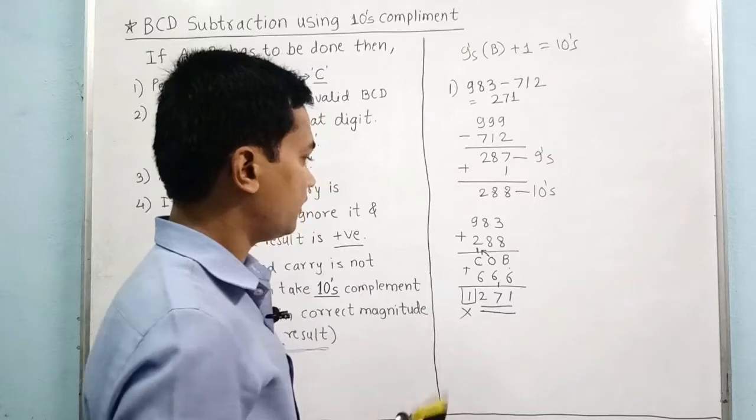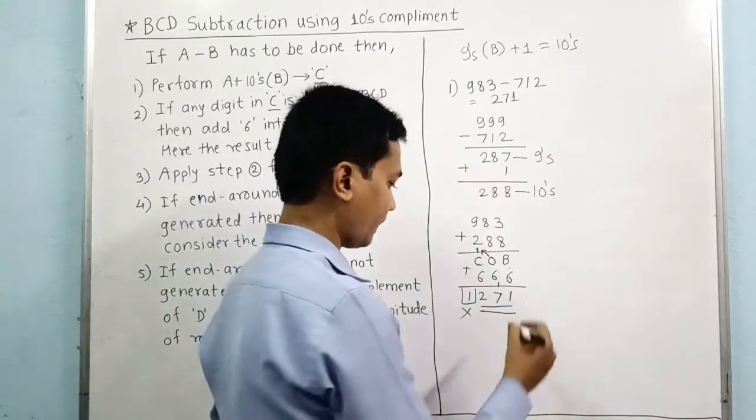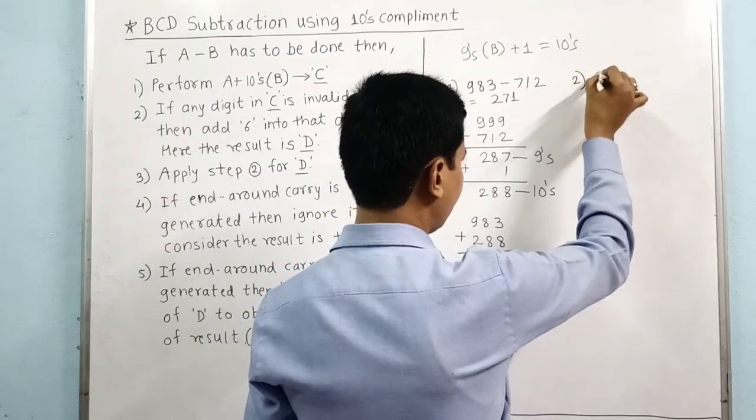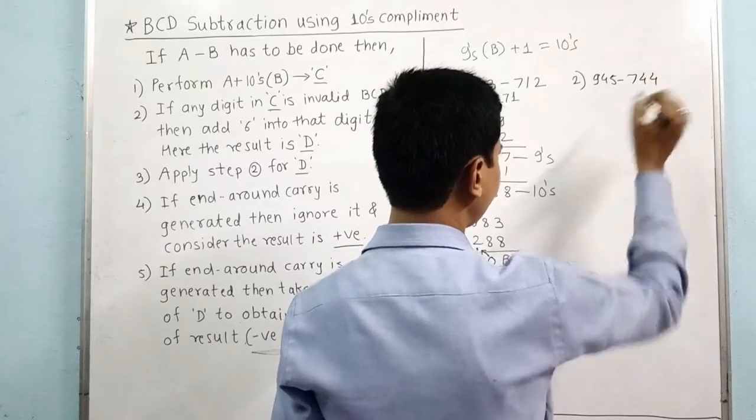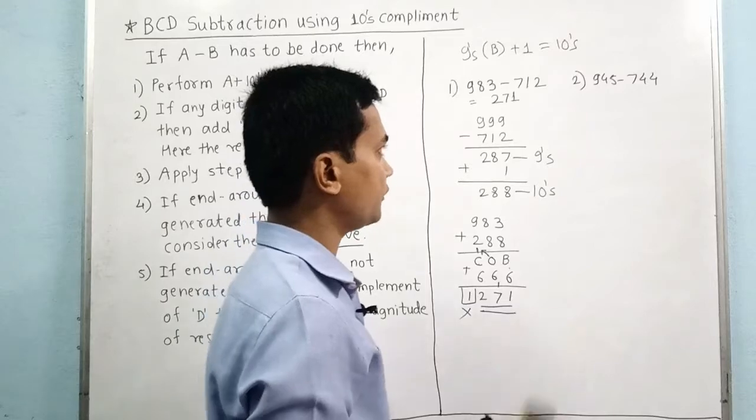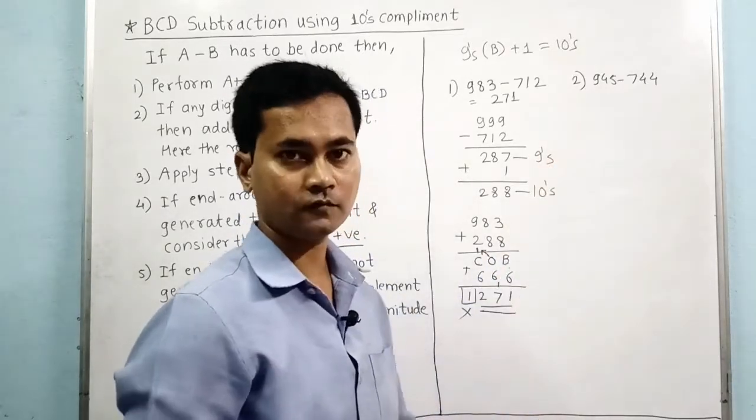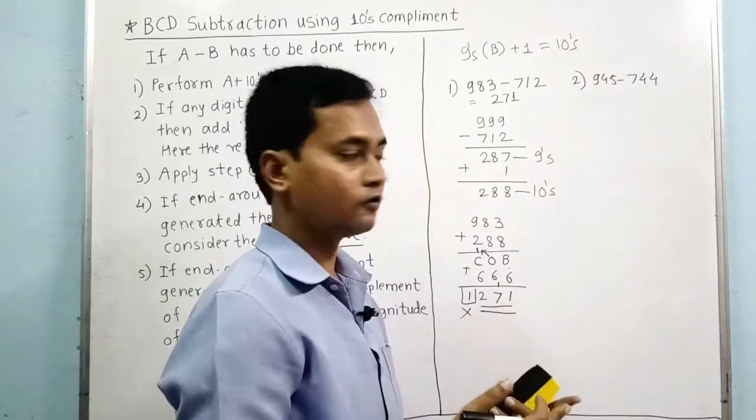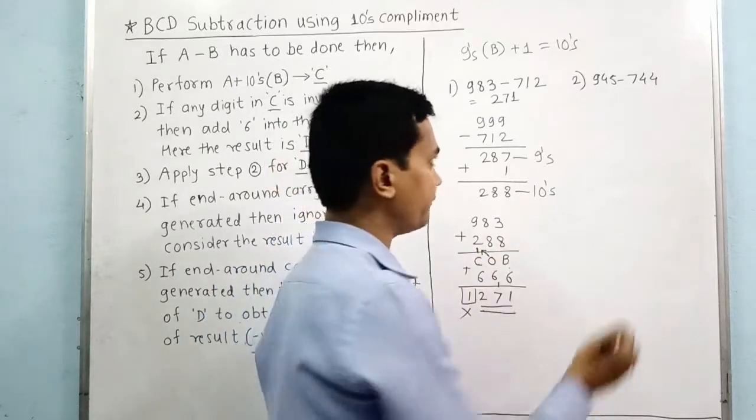Now let us see one more example. The second example is 945 minus 744. Here we have to take the tens complement of 744. We cannot take the tens complement directly; we go for the nines complement first and then add 1 to the nines complement value.